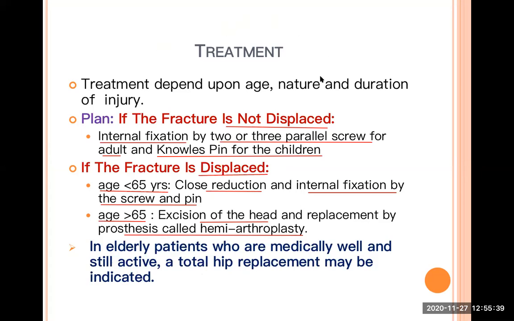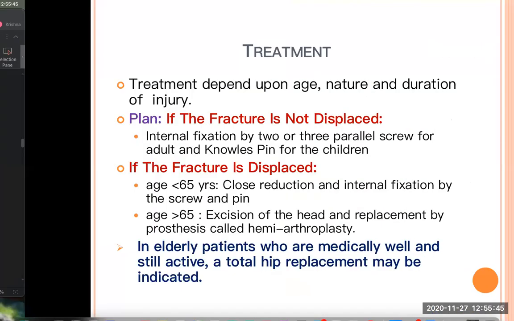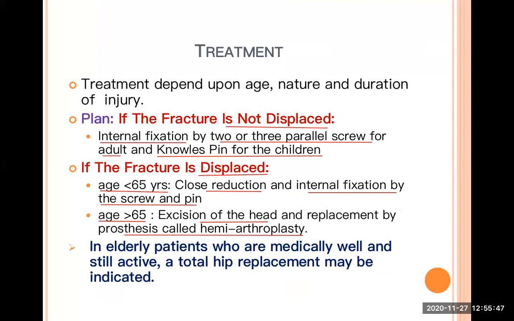Anybody? Remove the actual head of the femur and replace another one artificially. Okay, only head? You mean only head or something else? Remember, this is total hip replacement. So what are the two parts of the hip joint? Once again, acetabulum and head should be removed. Exactly. Listen to the term properly.